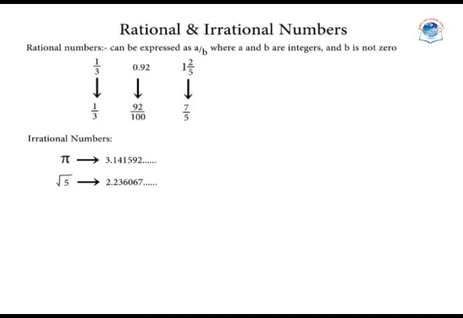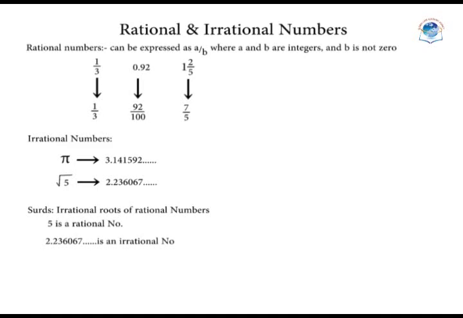The roots of rational numbers that give irrational numbers are called surds. For example, in root 5, 5 is a rational number, but its root, that is 2.236067, is an irrational number. Note that the mere presence of a root sign does not necessarily indicate that that number is a surd.